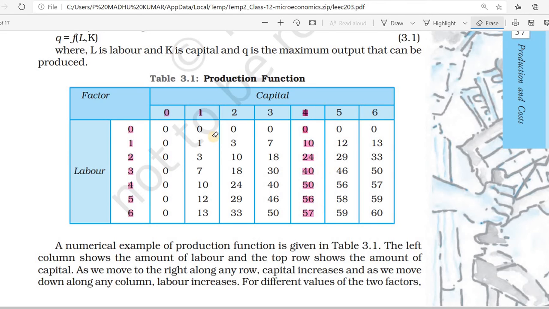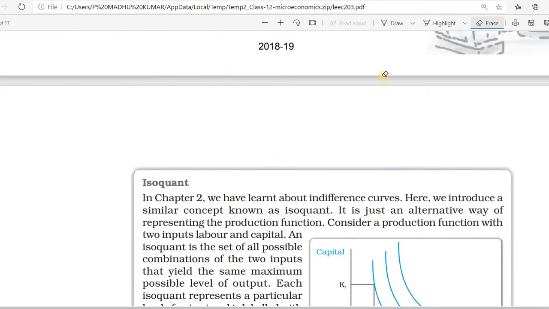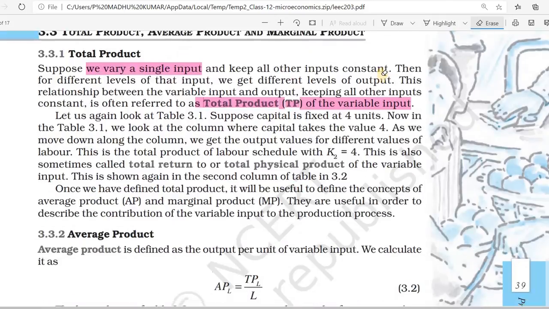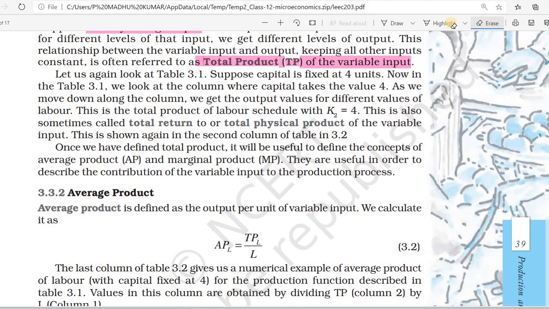This is the output. This is the variable factor, this is the fixed factor. Then now we can study average product. Average product is defined as the output per unit of variable input.